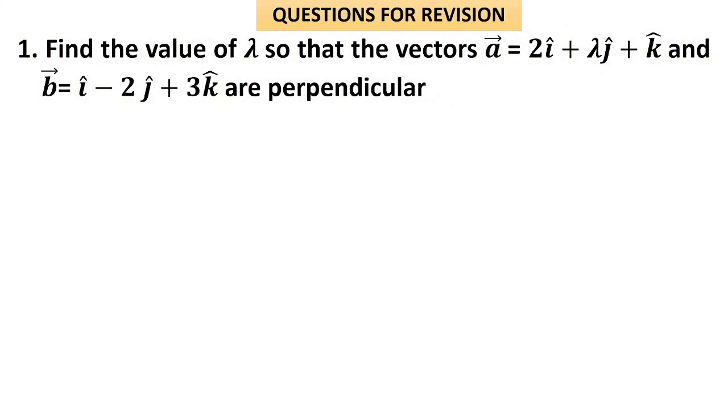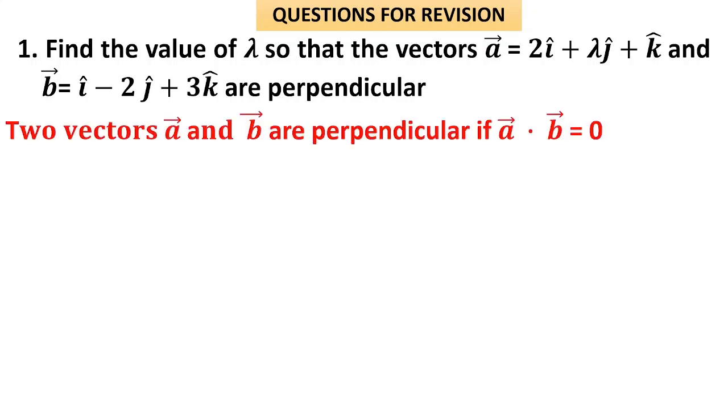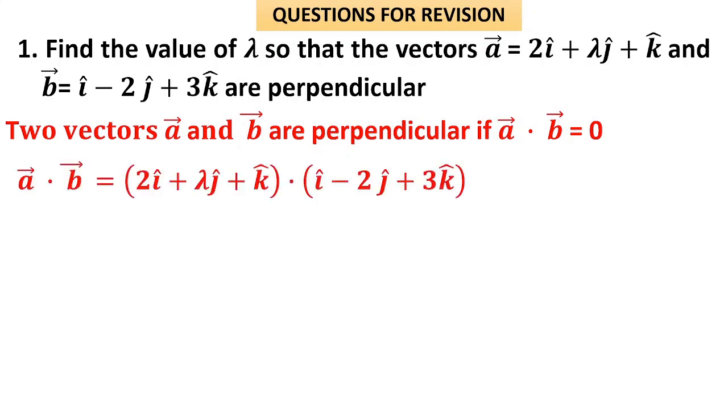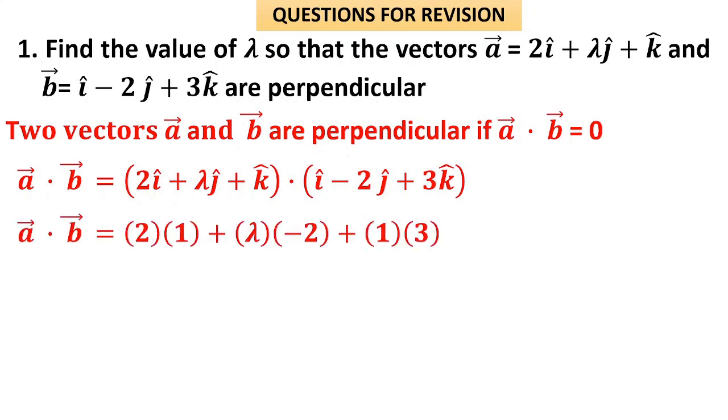Now let us go for a problem making use of the results which we have seen so far. Find the value of lambda so that the given vectors are perpendicular. We know that the vectors are perpendicular when A dot B is 0. Let us find A dot B. It is very simple. You simply multiply. A dot B is A1A2 plus B1B2 plus C1C2. Therefore 2 into 1, lambda into minus 2, 1 into 3. Add it now. It is minus 2 lambda plus 5.